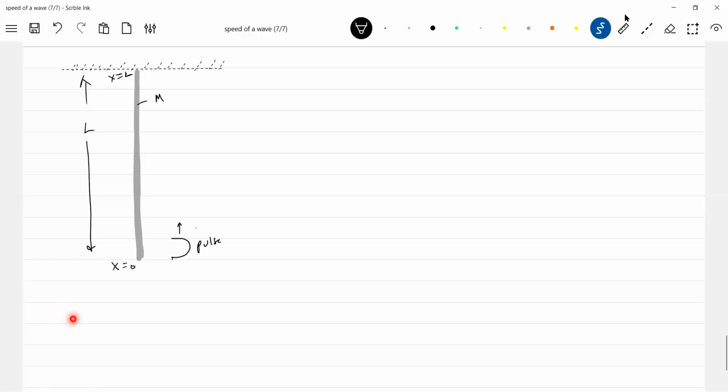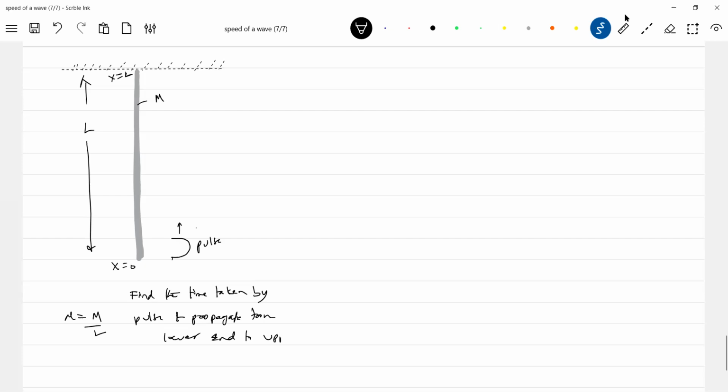Lambda or mu, whatever you can. So let me take mu, m by L. I want the time taken by the pulse to propagate from lower end to upper end of a rope or string. Not a rod, it is a string.